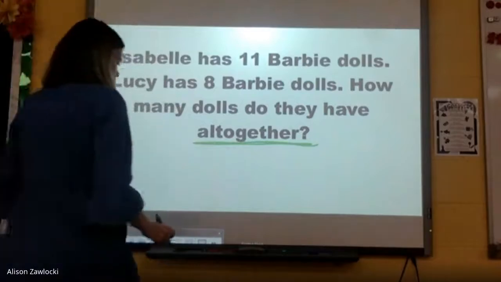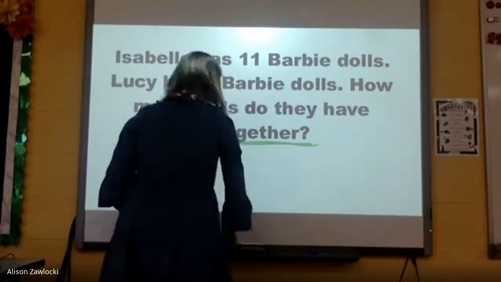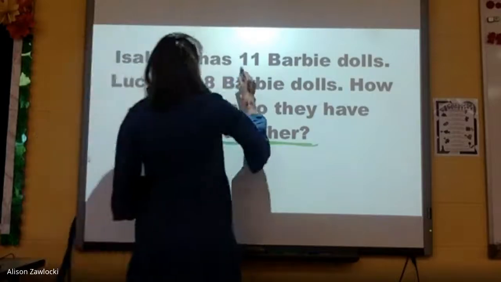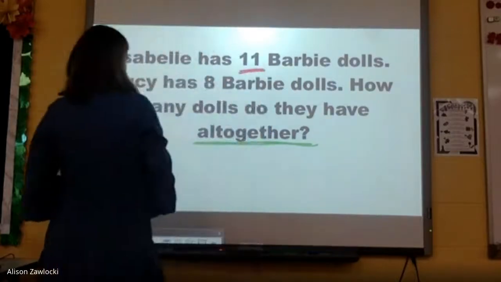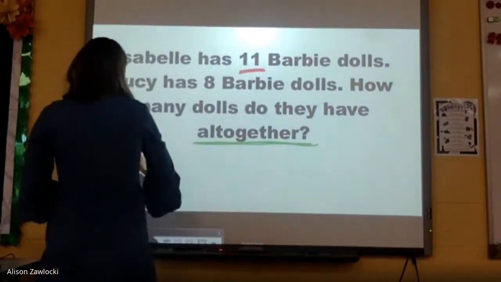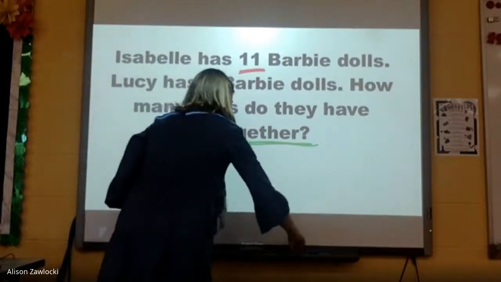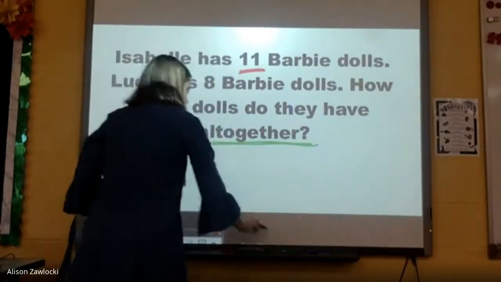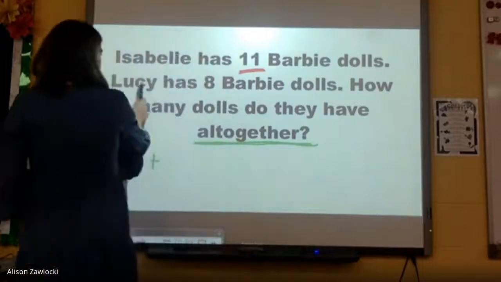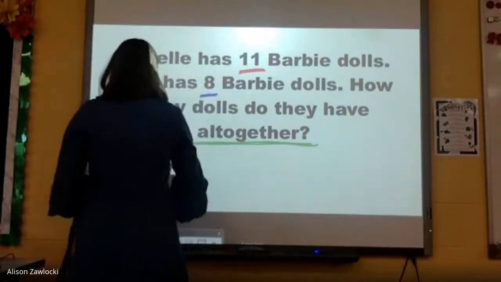Okay, now I need to look at my numbers and start my number sentence. Isabel has 11 Barbie dolls. So I'm going to write 11 here. Lucy has 8 Barbie dolls.